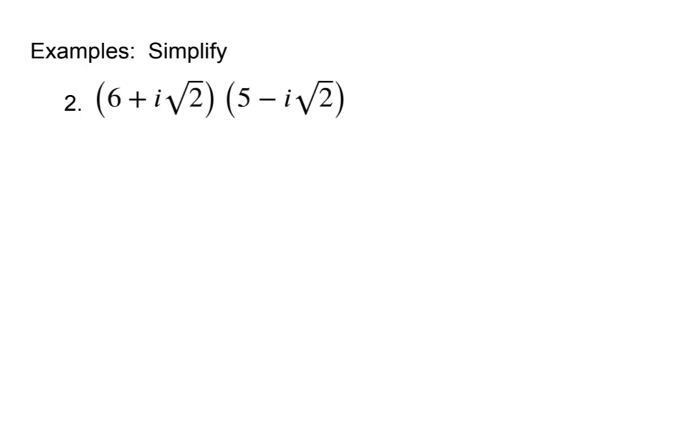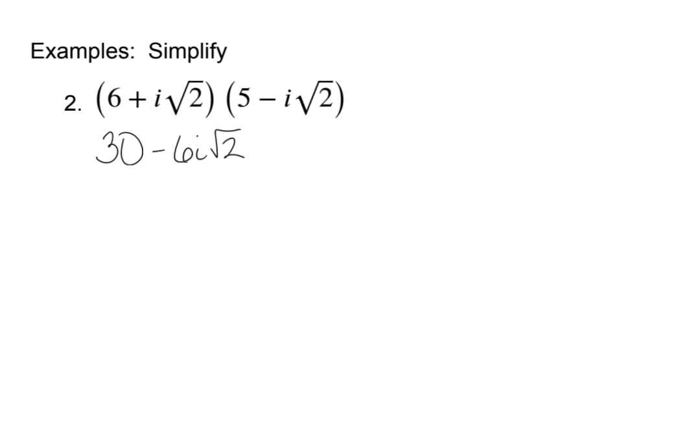So if we were going to multiply, we would do 6 times 5 and get 30. And then I'm going to do this 6 times negative i root 2. Now be careful, this 6 is a regular 6. It's got to stay out of the root. The negative i has to stay out of the root, and the 2 has to stay underneath the root. So if I multiply those, I'm going to have negative 6i root 2.